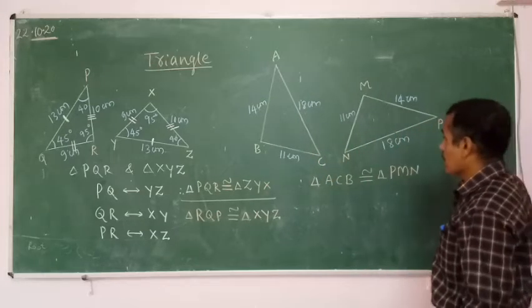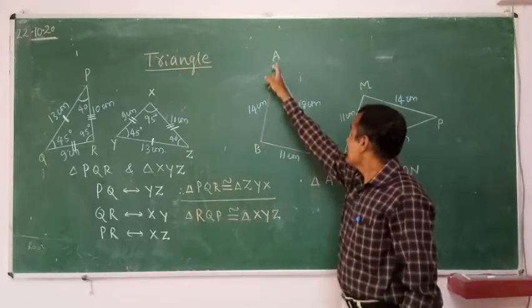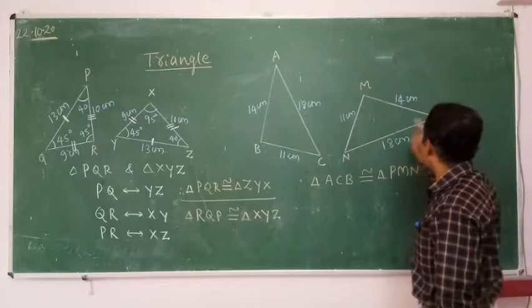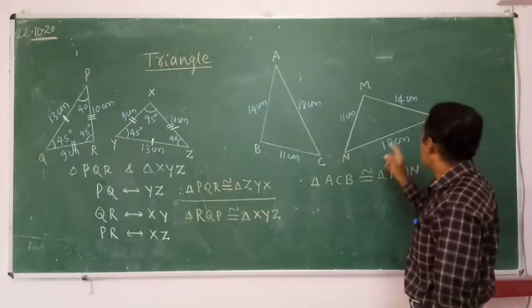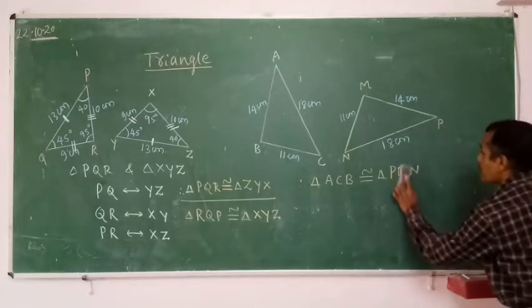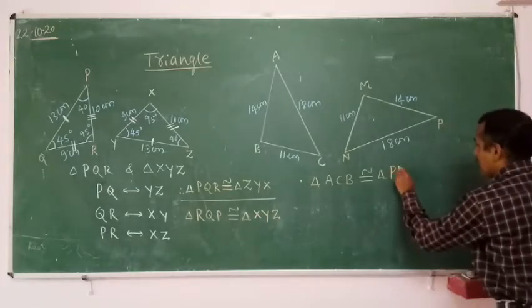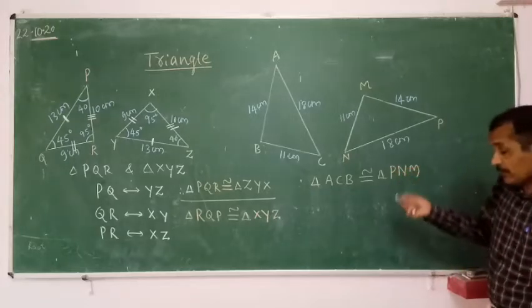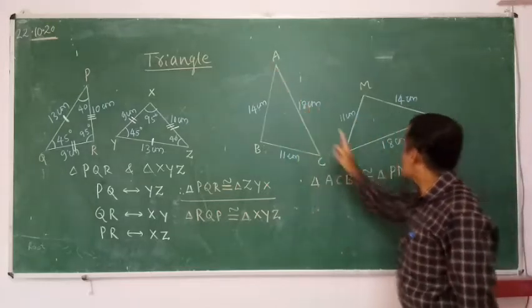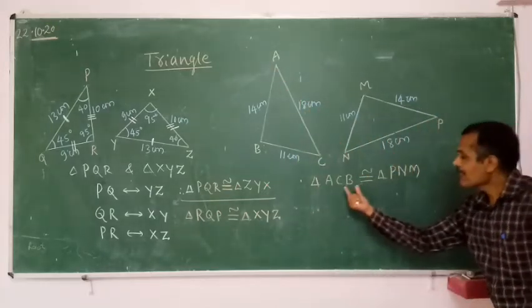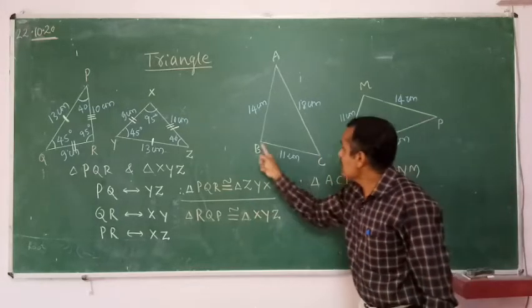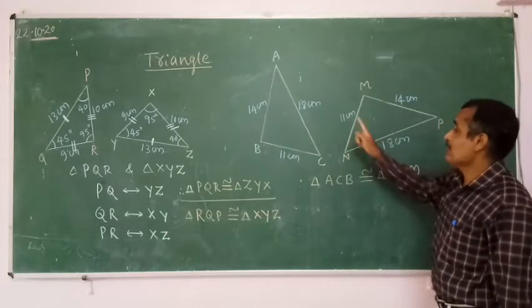Oh, wrong. ACB. It is 18 to 11. 18 to 11. It must be PN. See, if you make the mistake, you will come to here only. AC, PN. AC 18, PN 18. CB, NM. CB 11, NM 11.